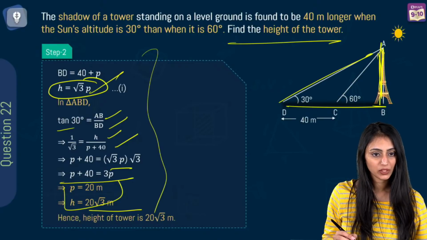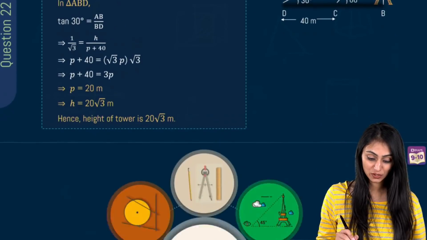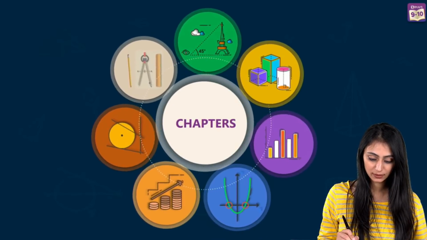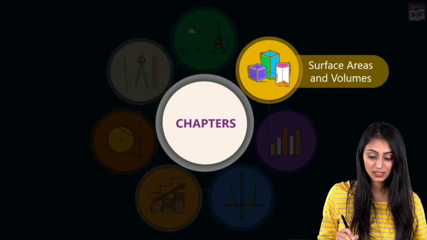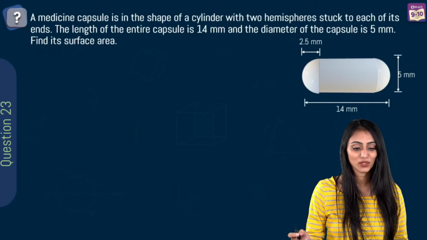So the height of the tower would be 20 root 3 meters. So this was from some applications of trigonometry. Now let's move ahead and take a look at the next topic. We will now be discussing questions from surface areas and volumes. Let's take a look at question number 23.